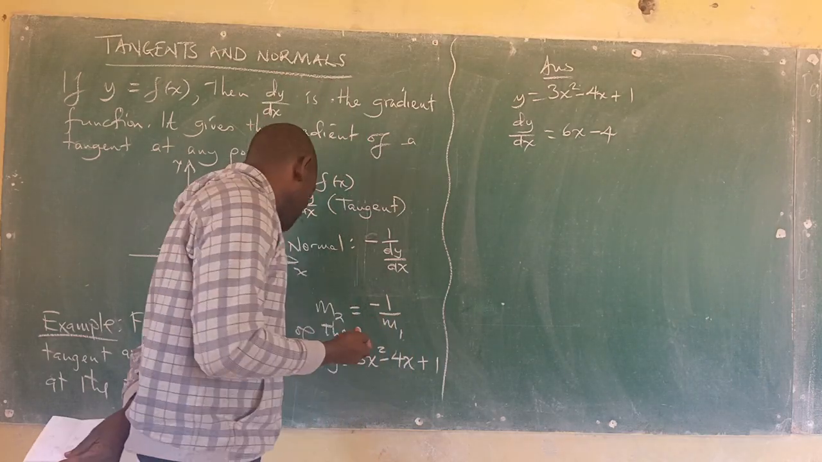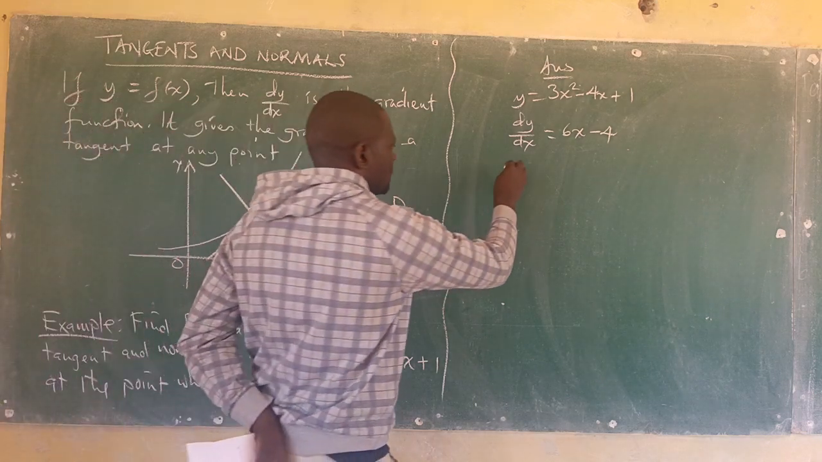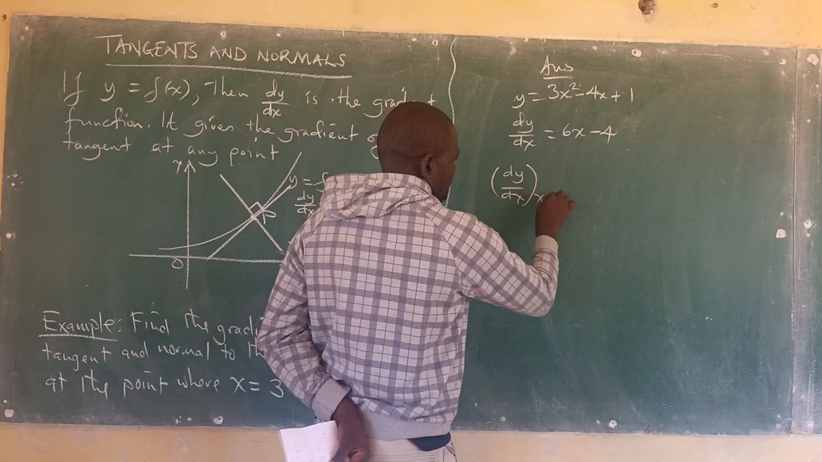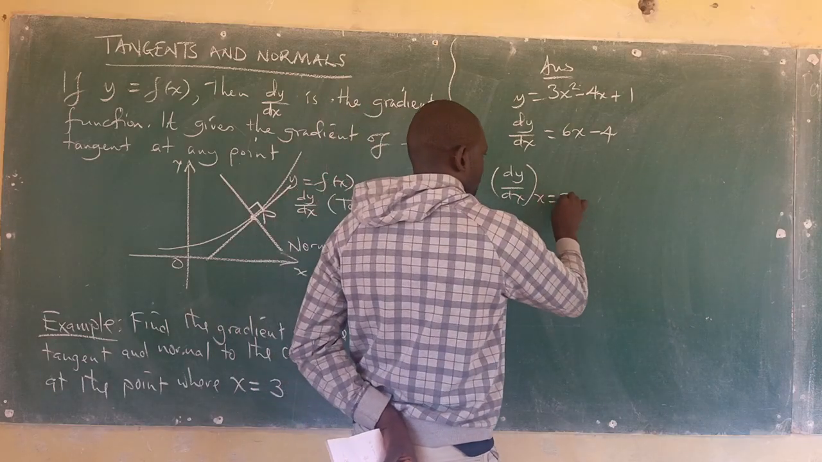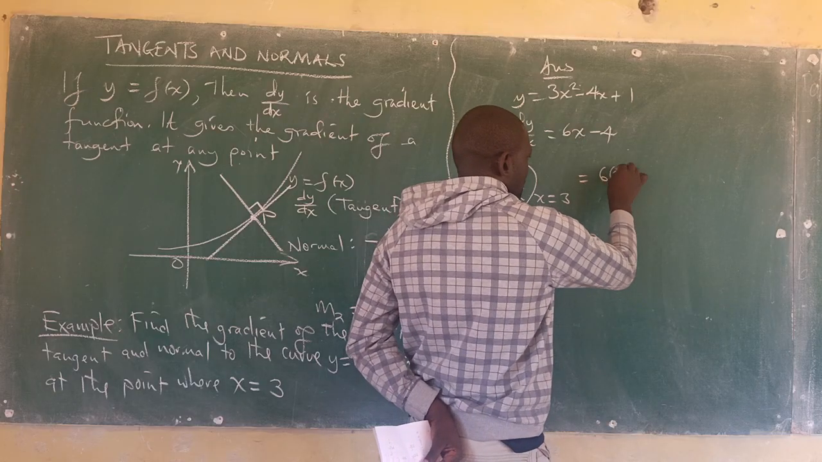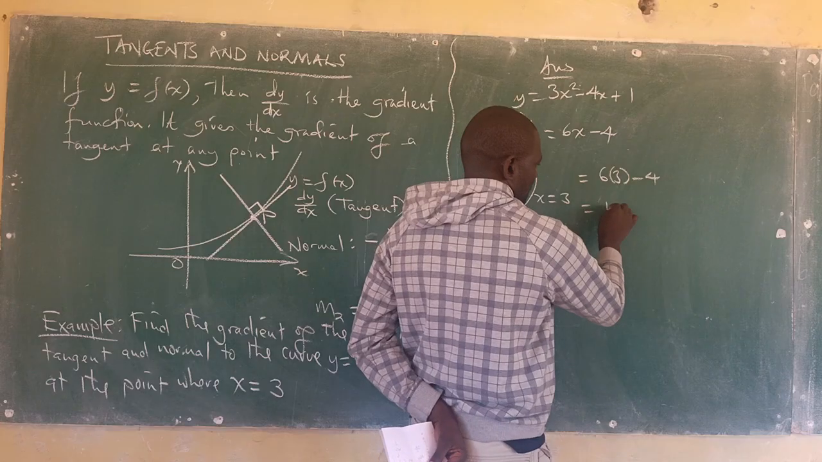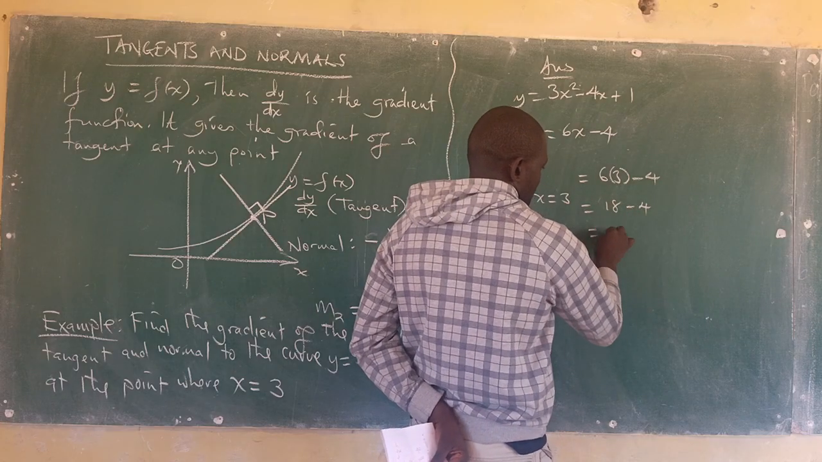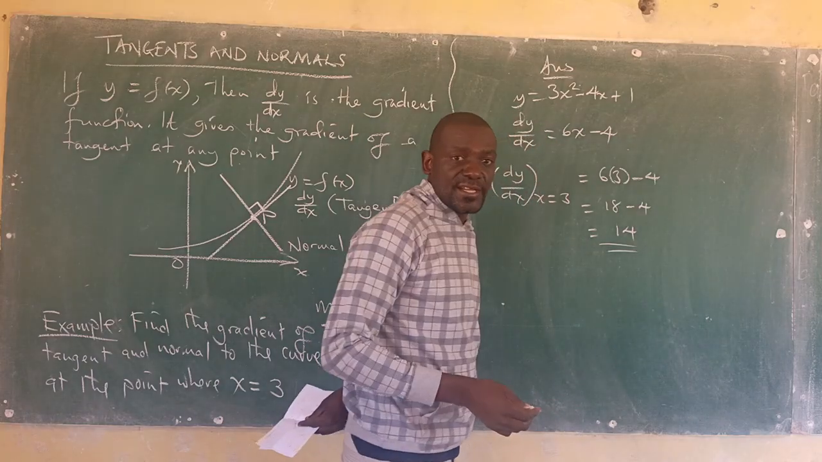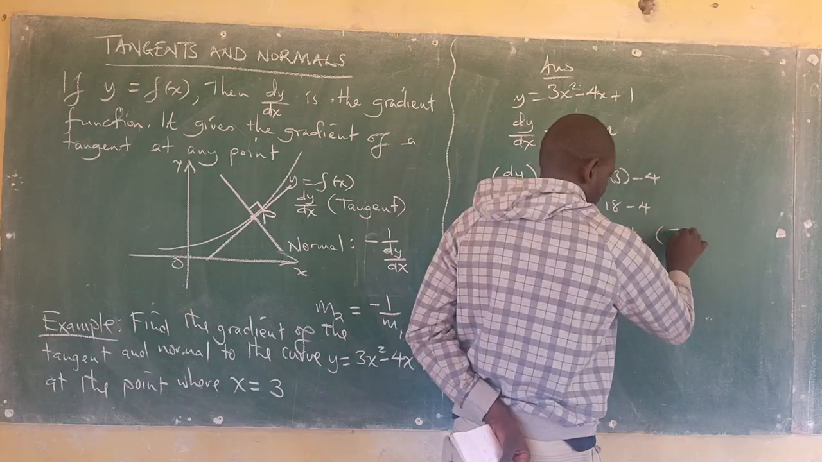Now we are told we want to find the gradient at the point where x is equal to 3. So what we do is we say dy dx at x is equal to 3. We'll simply say 6, where there is x, we put 3, minus 4. And this gives us 18 minus 4, which is just 14. So this one is simply the gradient of the tangent to this curve.